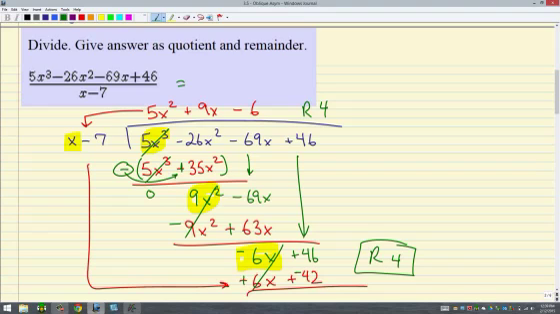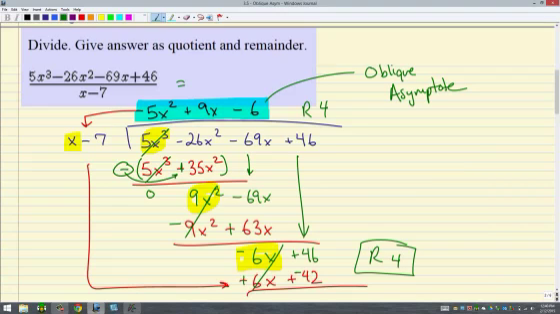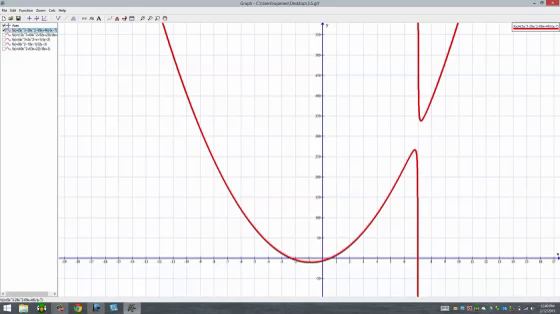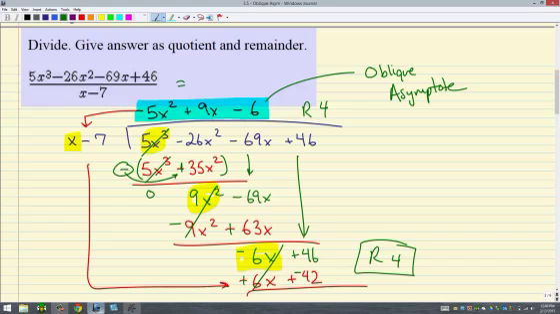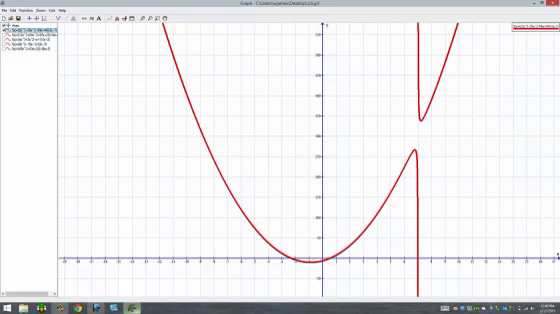And the interesting thing is that this answer that you get when you divide these out is your oblique asymptote. This asymptote happens to be a parabola. It's not an actual line. That's what the equation looks like. When you take this function, 5x to the third minus 26x squared minus 69x plus 46, all divided by x minus 7, and you graph it, you get this.